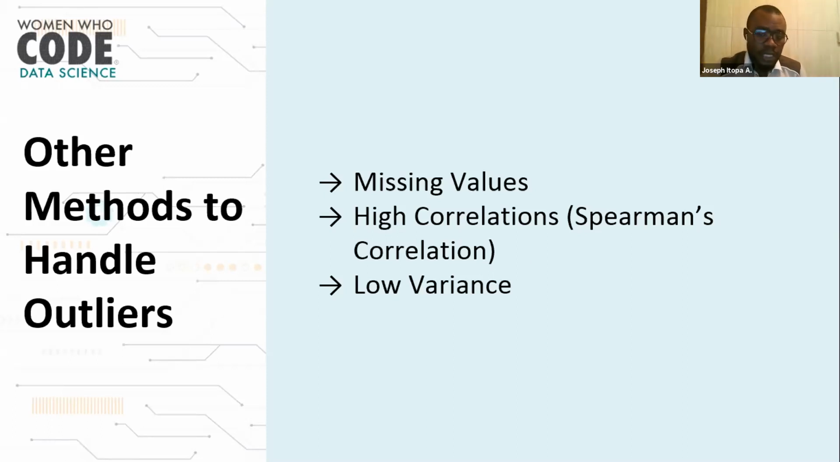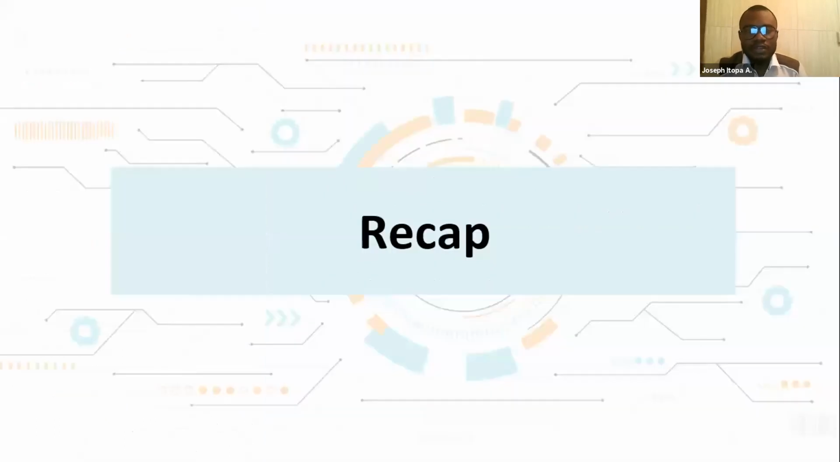But then the methods we discussed earlier are actually very important, followed by the missing value and the high correlation. If you are highly experienced in handling outliers, you can go with low variance. If you are not, I think you should stick to the other methods. Just a personal opinion to you. So we'll take a look at a recap about this before we hand over to Rishika, who will take us further.